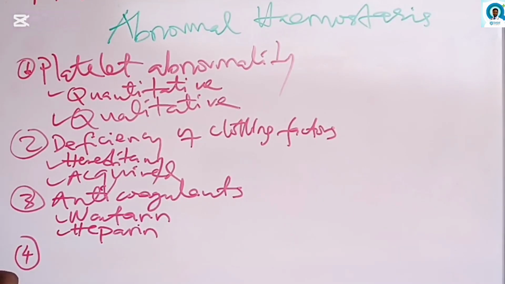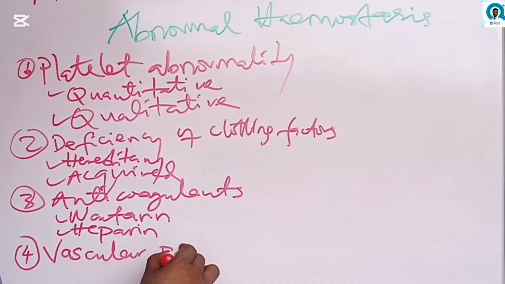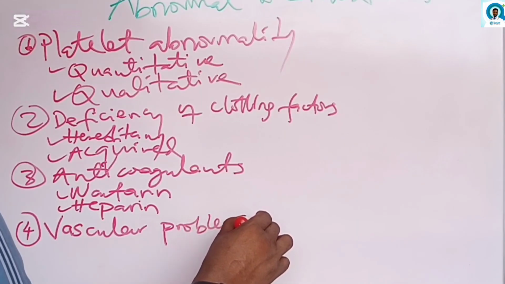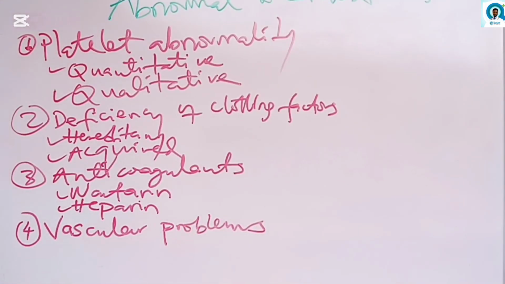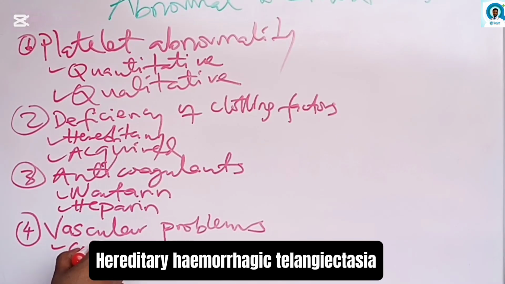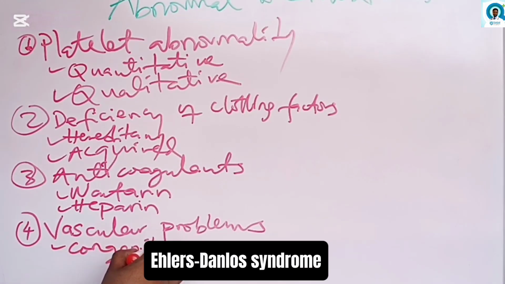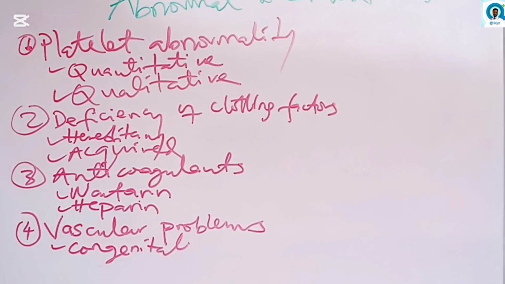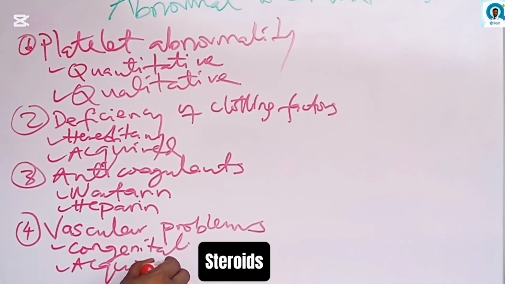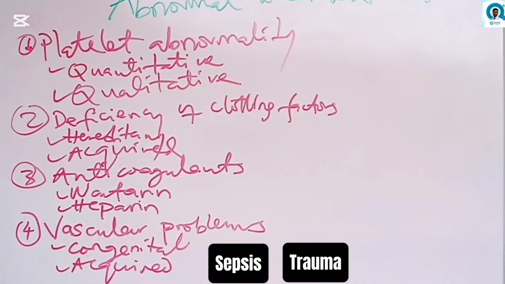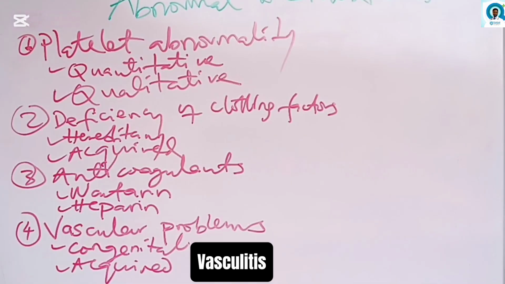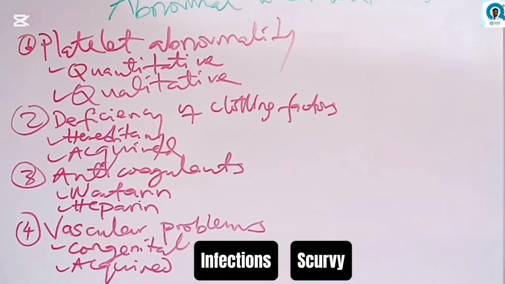Other causes of abnormal hemostasis could be due to vascular problems. Vascular problems could be congenital or acquired. Congenital vascular problems include hereditary hemorrhagic telangiectasia, Ehlers-Danlos syndrome. Acquired vascular problems include drugs like steroids, also sepsis, trauma, vasculitis, infections, scurvy, and purpura.